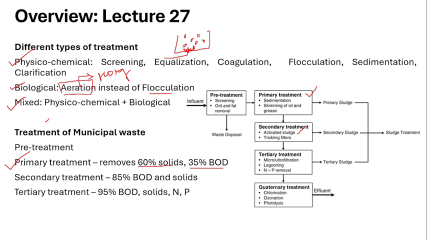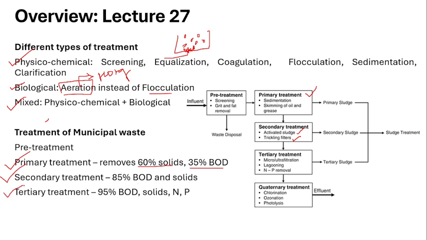So it can be an activated sludge treatment or it can be a trickling filter treatment where we use the microorganism in the presence of oxygen. So these microorganisms are going to help you degrade the organic matter content. So the BOD is again reduced, right? So the secondary treatment removes around 85 percentage of BOD and solids.